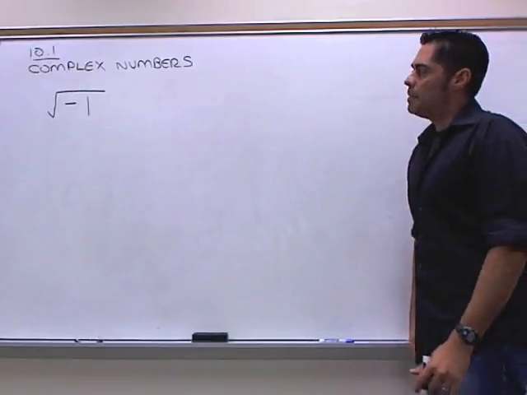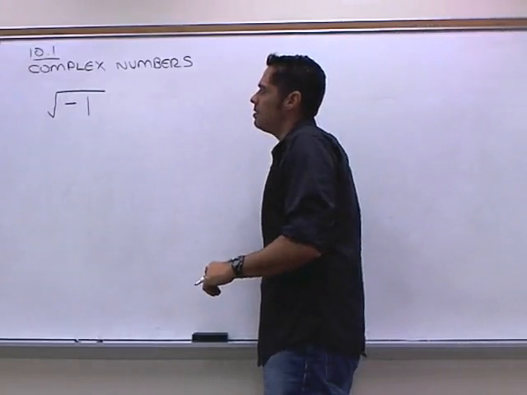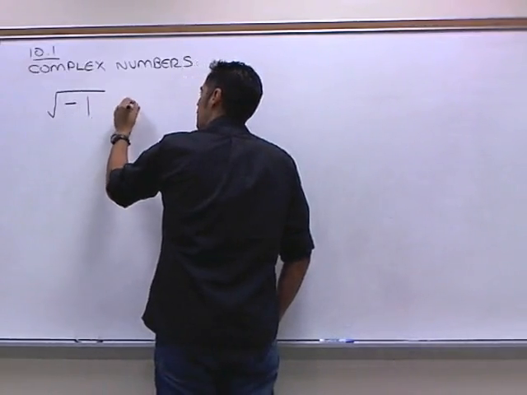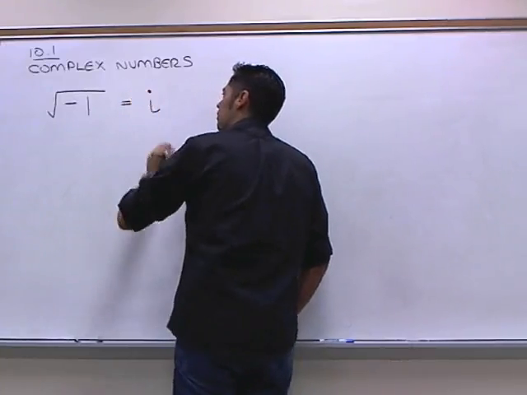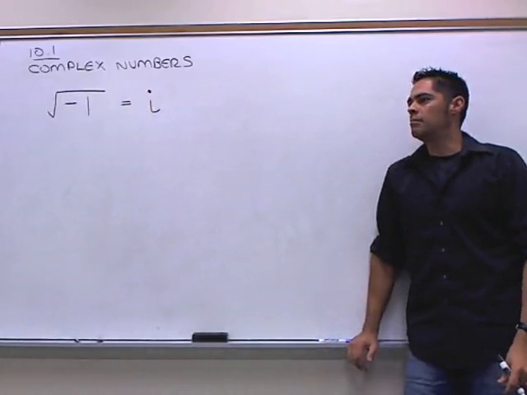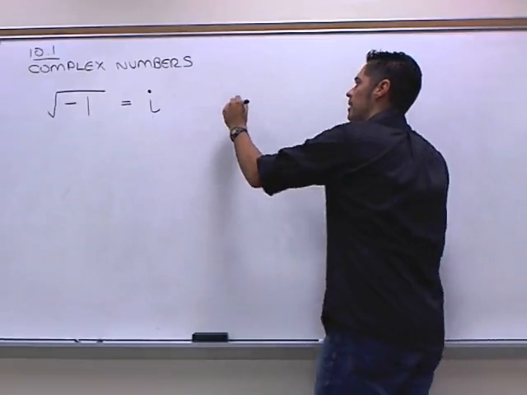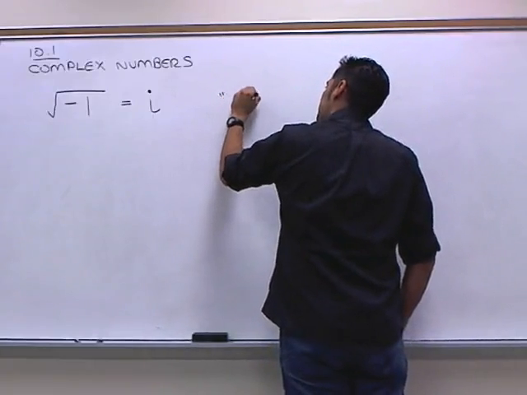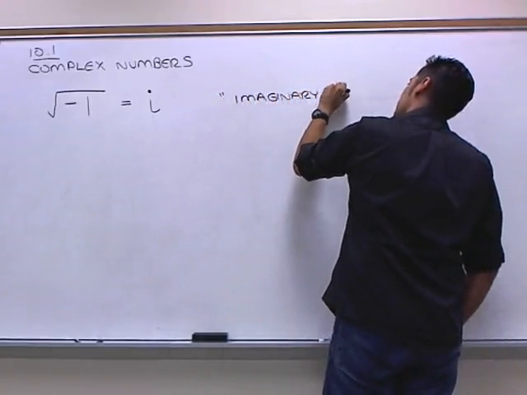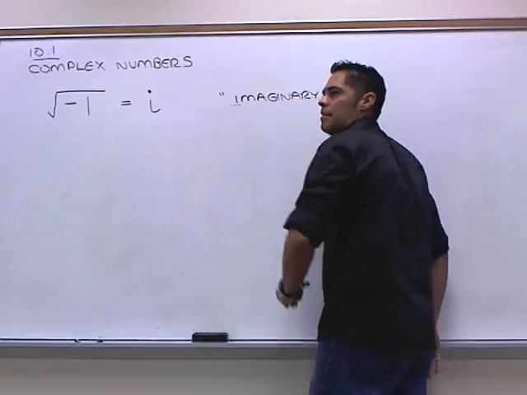And then some mathematicians came along and started to mess with it some more, and they said, yes, we are going to just call this i. Whatever it is, we're going to call it i. And the i stood for the imaginary unit. So the i here comes from the i in the word imaginary.